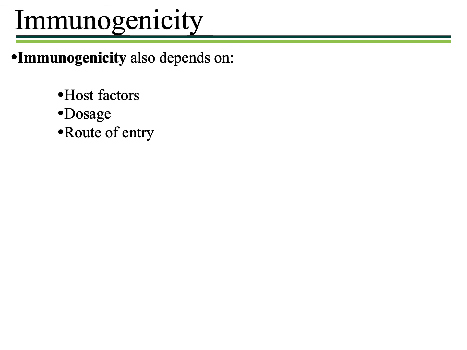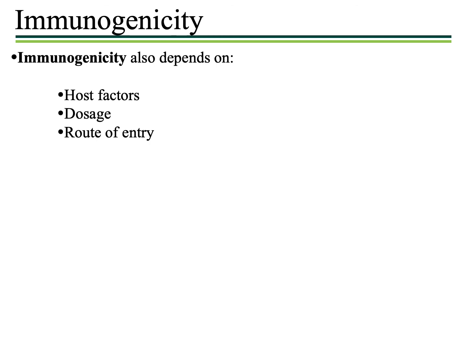Genetic factors are also host factors that can play a role in immunogenicity. There are some specific genetic disorders that play a role in not allowing for strong immune responses to take place. We also have dosage that plays a role in immunogenicity. There's a critical level of an antigen that needs to be present that will induce an immune response. If there is too high of a concentration of a given antigen, oftentimes that leads to tolerance.